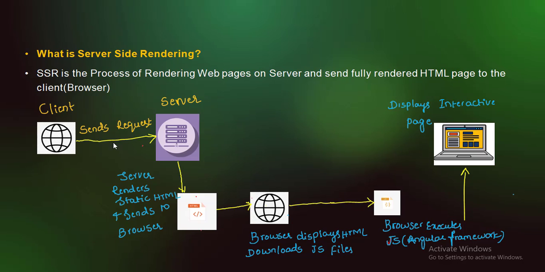So how it works is, assume the user requests some page like gogetmyguru.com. The request is passed from the browser to the server. The server processes this request and fetches necessary information from databases and other sources. Then it populates the HTML page with the necessary contents and sends that fully rendered HTML page to the browser, and the browser displays it immediately.